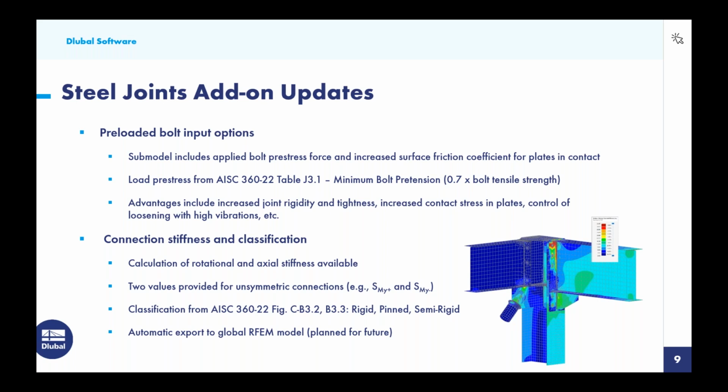The further classification for rigid, pinned, or semi-rigid comes directly from the AISC, figure C-B3.2 and B3.3. So we see that given to us in table format in the results as well. Now it is planned for the future to automatically export these stiffnesses back out to the global model in RFEM, which again are going to affect our member design with the internal forces. For now, we can manually consider that, which I'll show you at the end of our example today.